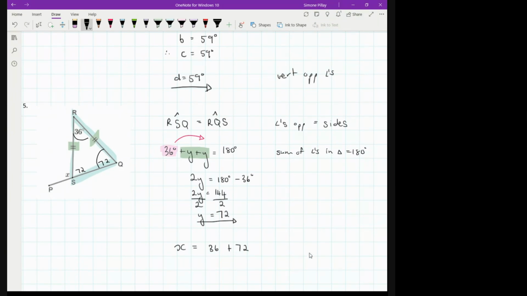What's my reason? Exterior angle of a triangle. Beautiful. And final answer? 36 plus 72 is going to give me, I think this is the answer. Double check. 108. Beautiful. Thank you very much, Mpo, for answering. Yes, ma'am.